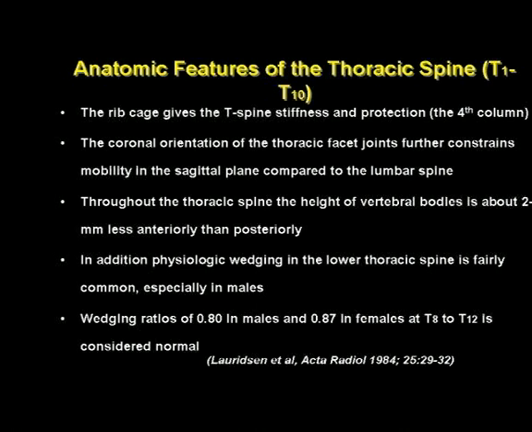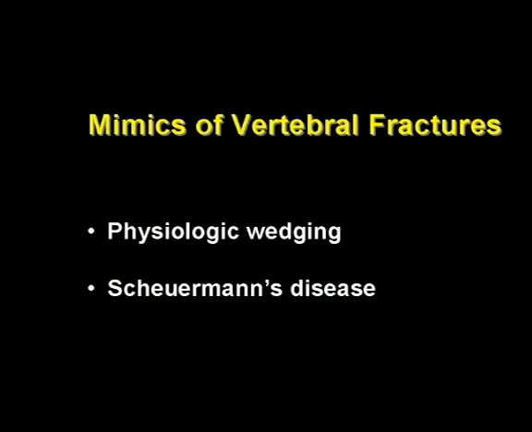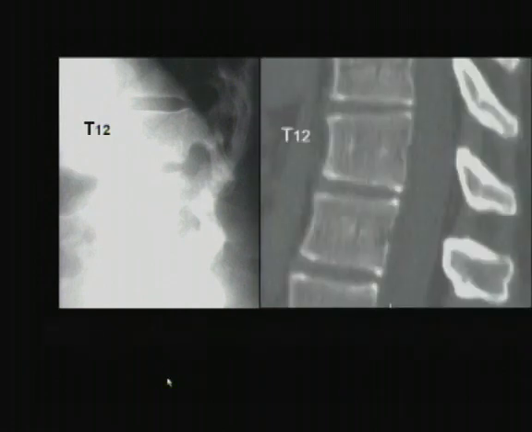Added to that is the thoracolumbar junction. There is what we call physiologic wedging, and that wedging is fairly common, especially in males. So the mimics of vertebral fractures are two things: physiologic wedging and Scheuermann's disease. And in the middle of the night, I tell you, our residents always struggle with this. This is your typical case of physiologic wedging here. And if you don't see crisp fracture lines or sharp angles, this is usually physiologic wedging.